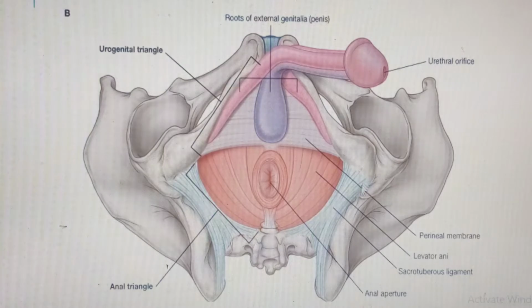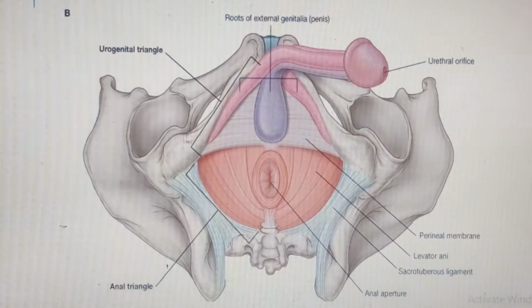Apart from that, if I go posterolaterally, there's this ligament all the way from the ischial tuberosity to the sacrum and the coccyx, and that ligament is known as the sacrotuberous ligament. So we know these boundaries, and that gives us this diamond-shaped region, and that's the perineum.